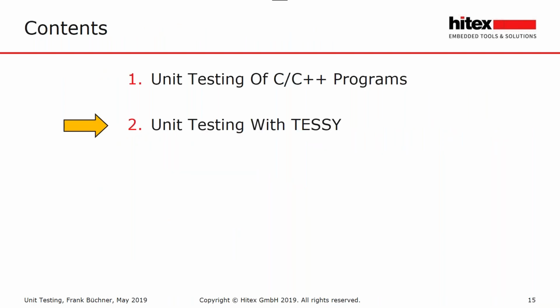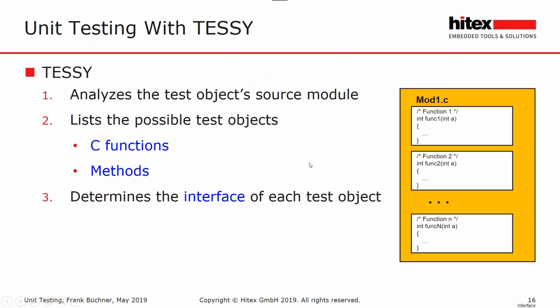Now let's see how unit testing with Tessie works. We already know that the test objects are functions in the sense of C, or methods of C++ programs. So the first step in testing with Tessie is that we provide the C source module in which the test objects reside. Tessie analyzes the source modules and lists all the possible test objects, which might be C functions or methods.